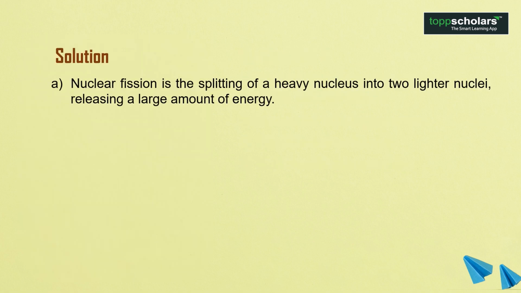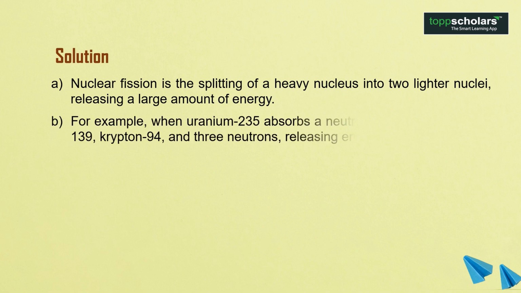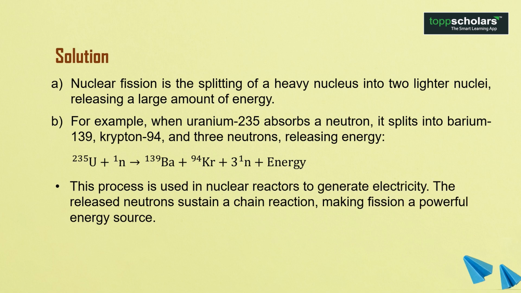So nuclear fission is the splitting of a heavy nucleus into 2 lighter nuclei, releasing a large amount of energy. For example, when uranium-235 absorbs a neutron, it splits into barium-139, krypton-94 and 3 neutrons releasing energy. This process is used in nuclear reactors to generate electricity. The released neutrons sustain a chain reaction, making fission a powerful energy source.